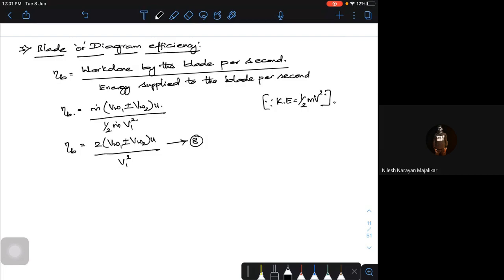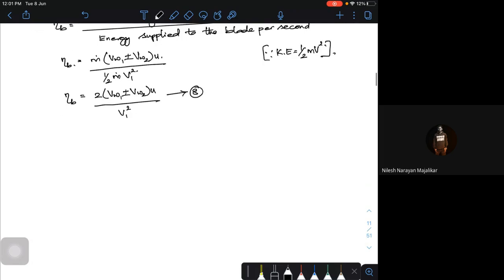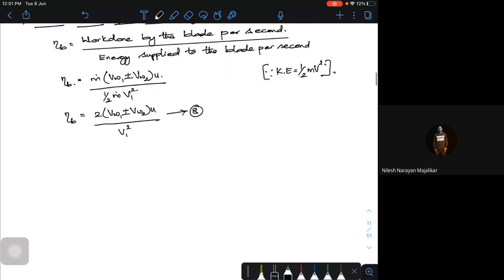Now the next one, the fourth one: axial thrust at the end of the blade, or we can call this the force applied on the rotor, the thrust on the rotor. Let me write that. Axial thrust or end thrust on the rotor.